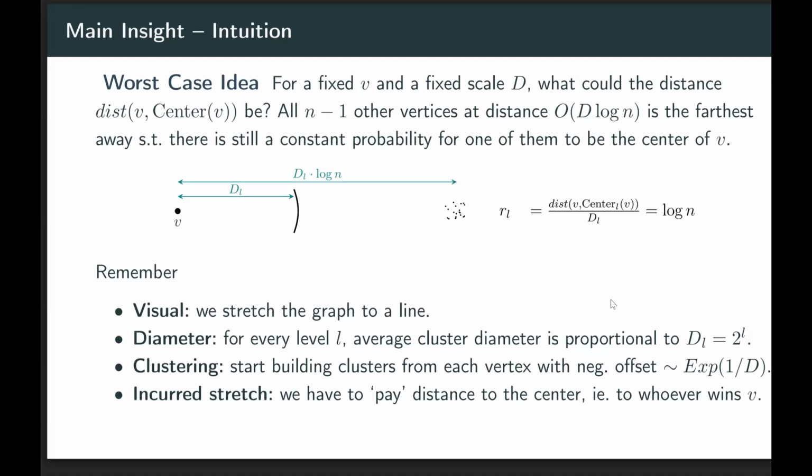then the distance from V to its cluster center will be dl times log n, right? If it's its own cluster, then the distance is 0. And the bad case is if the cluster center is really far away. The bad case is if one of these grows the ball so big before we can even start. This is only the case if the negative offset that I drew in the beginning is really big for this one. If this starts at minus 1,000 and it's only 900 away, then it will win against V, right?